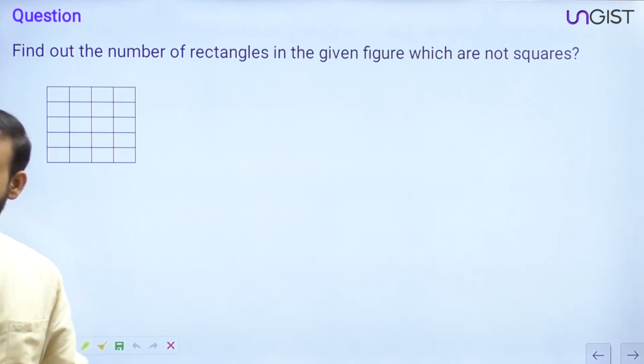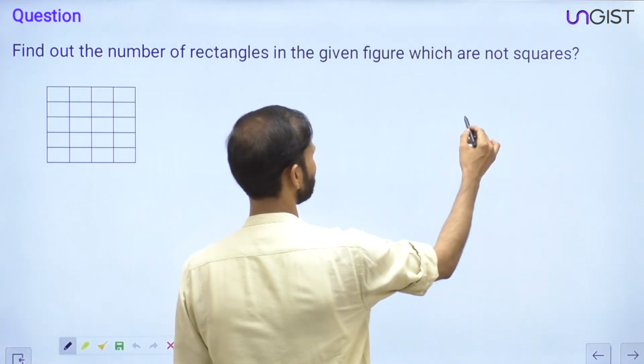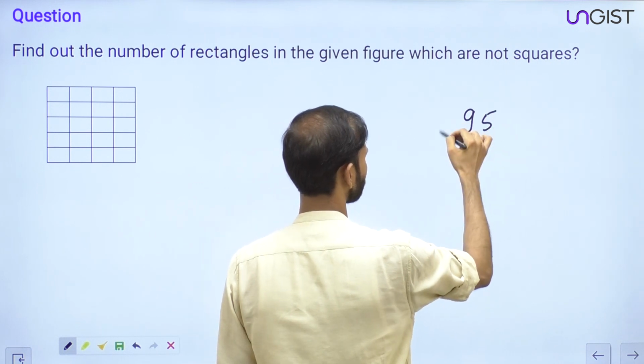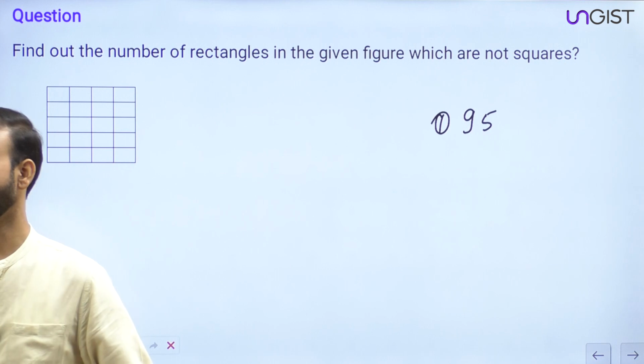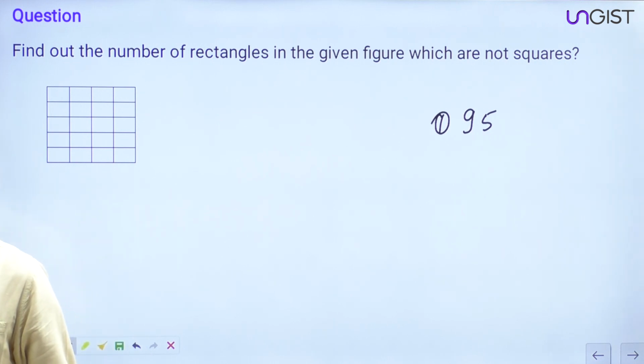Okay, Preeti is saying 95. One answer I'm getting as 95. Anyone else? Any other answer? Priya, what's your answer? Muskan, what's your answer? And Rukaya, what's your answer?